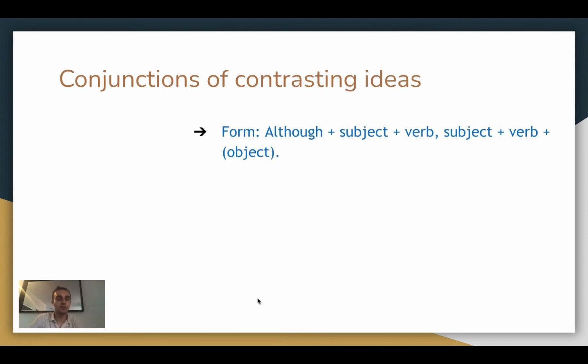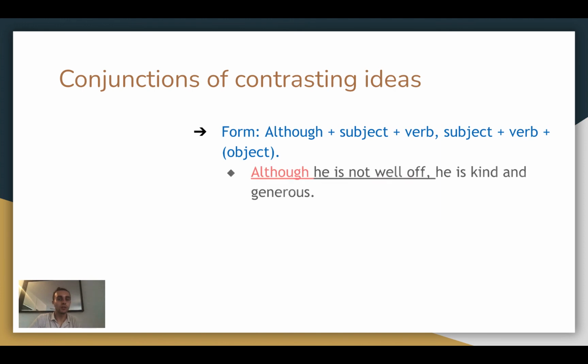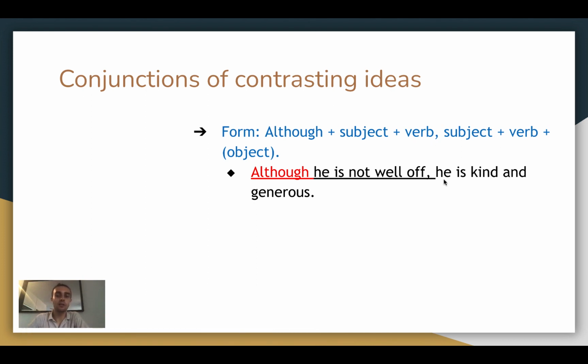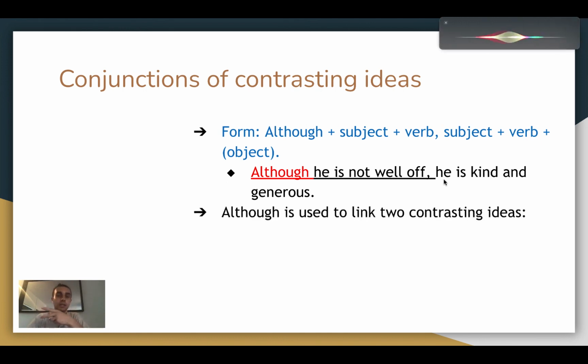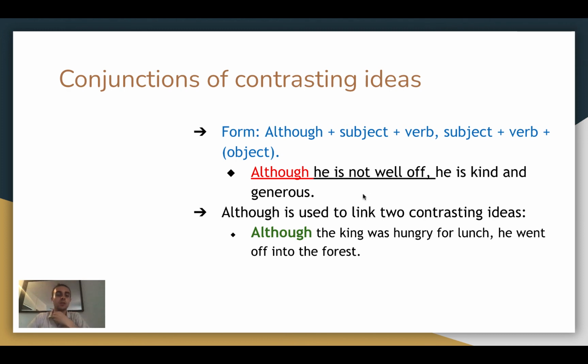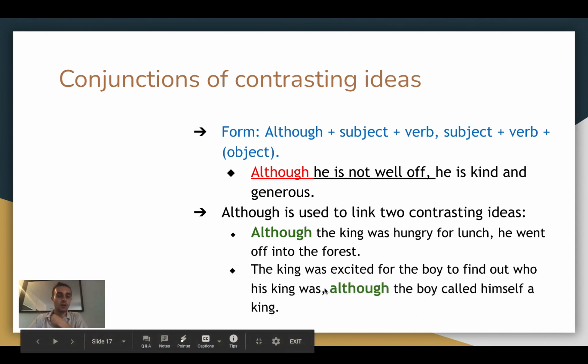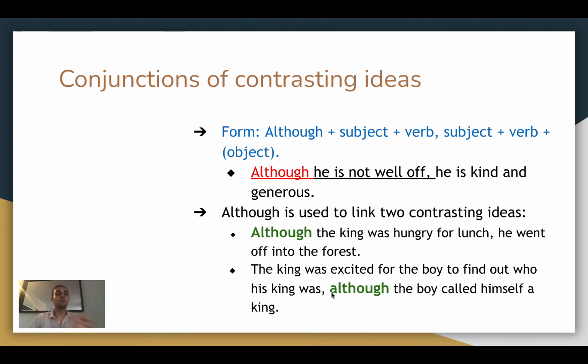And then we also have the conjunction although to contrast ideas. So we have although plus the subject plus a verb, and then comma, subject plus verb plus object. So we say, although he is not well off, he is kind and generous. And it's used to link two contrasting ideas. So although the king was hungry for lunch, he was waiting for lunch, he went off into the forest, right? The king was excited for the boy to find out who his king was, although the boy called himself a king. So although is used to contrast two facts.